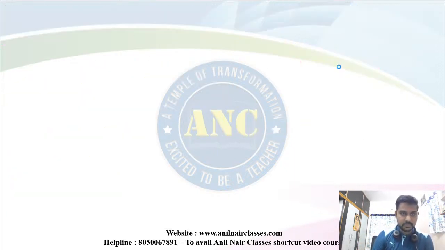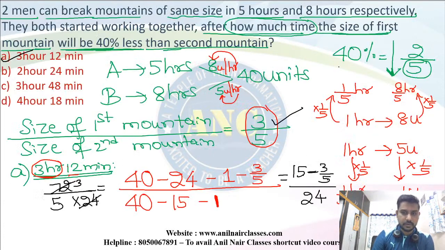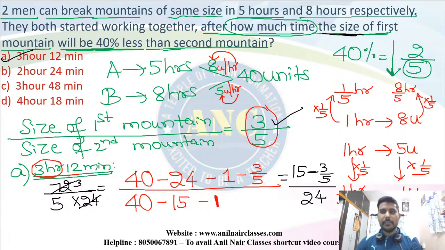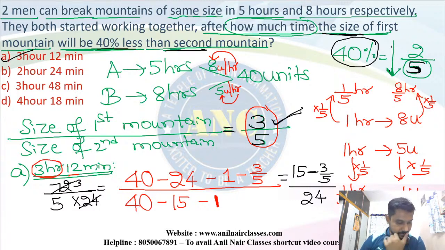Kingslayer, A 8 hours, B 5 hours. What's the doubt here, sir? Near the ratio part, what is the doubt you are having? See, it says that the size of the first mountain will become 40% less than the size of the second mountain. 40% is 2 by 5. That means if the second mountain is 5 units, the first mountain will become 2 less than 5, which is 3 units. That means at what time the sizes of the two mountains will be in the ratio 3:5. That's what we need to find. So find out from the answer options: 3 hours 24 minutes, 2 hours 24 minutes, 3 hours 48 minutes, like that. Yes, near ratio is only what I explained, Kingslayer, right now.